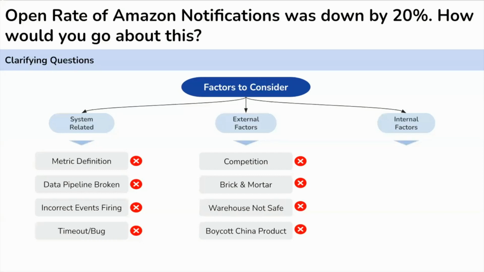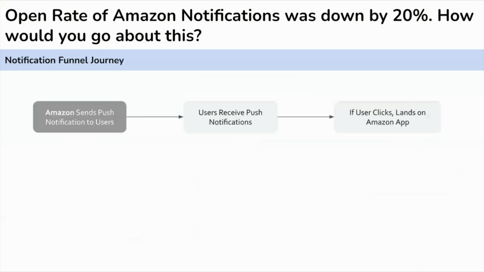Now what we will do, we will focus on the internal factors. In internal factors also, the interviewer told us that they haven't released or shipped any new feature during COVID. So now we have to go via the funnel journey of the notification. We will go into the notification funnel journey of the user and analyze the root cause and where the drop can happen. So this will be our approach now.